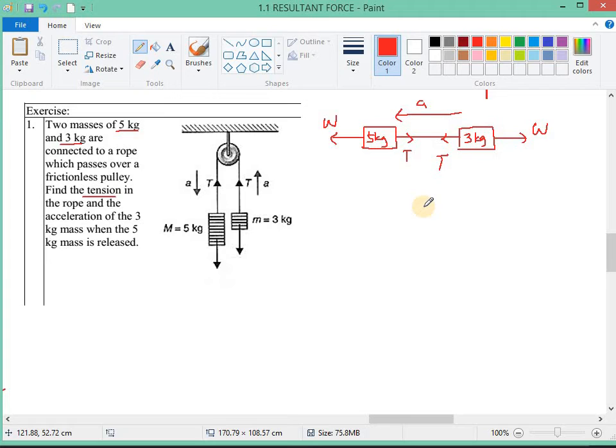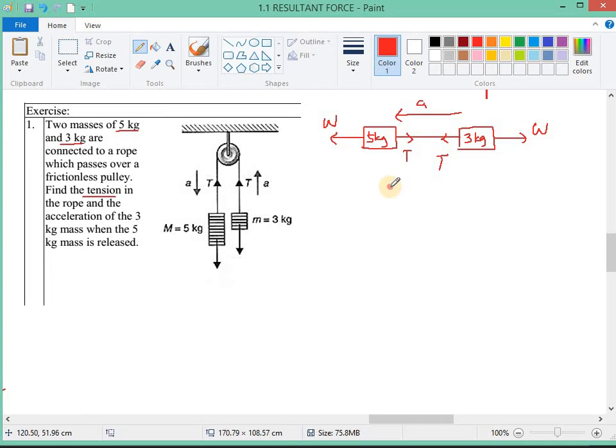Do we have to use simultaneous equations? No need for simultaneous equations at all. So you see, we take this whole thing as together.